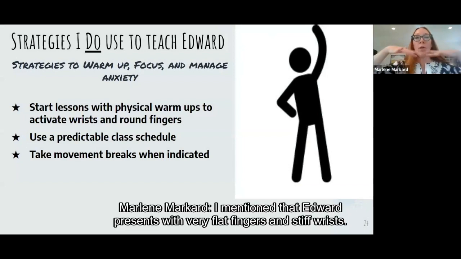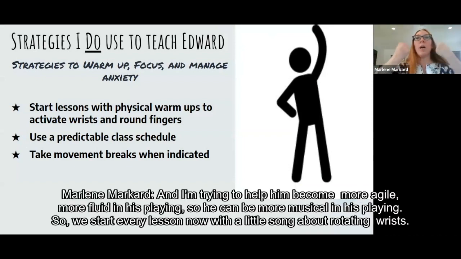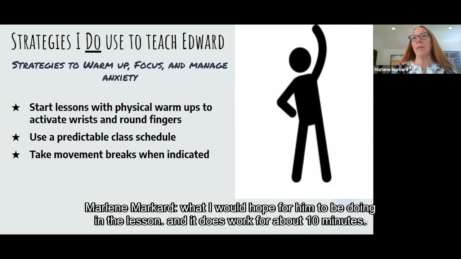I mentioned that Edward presents with very flat fingers and stiff wrists. And I'm trying to help him become more agile, more fluid in his playing, so he can be more musical in his playing. So we start every lesson now with a little song about rotating wrists: wiggle, wiggle, wiggle, wiggle, rotate, rotate, rotate, rotate. And it's a physical warm up, but it also reminds his muscles of what I would hope for him to be doing in the lesson.